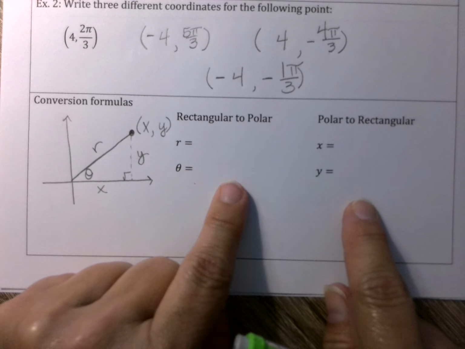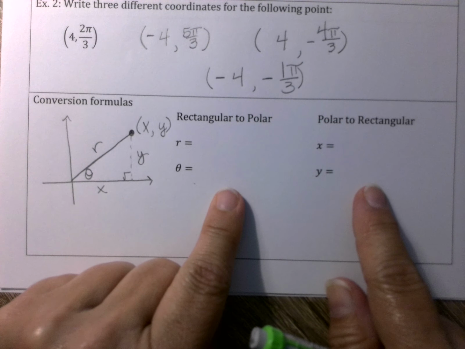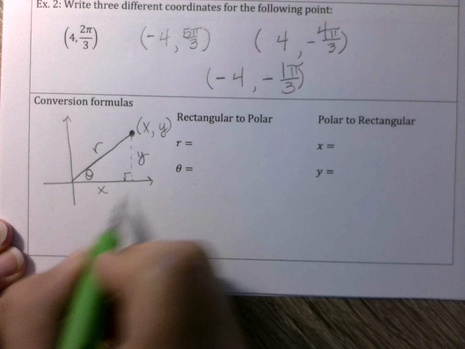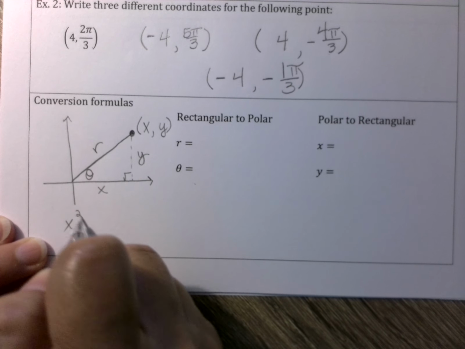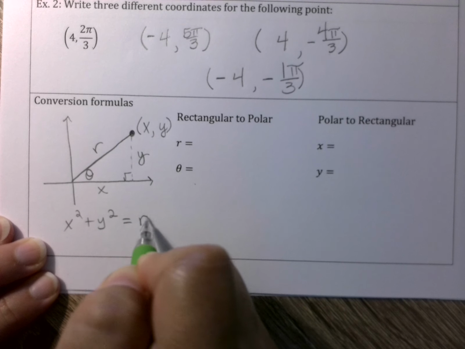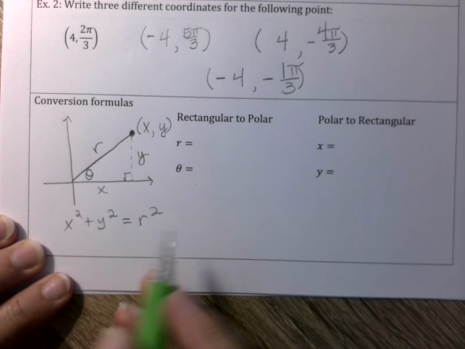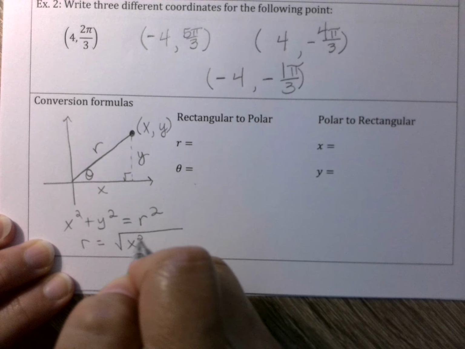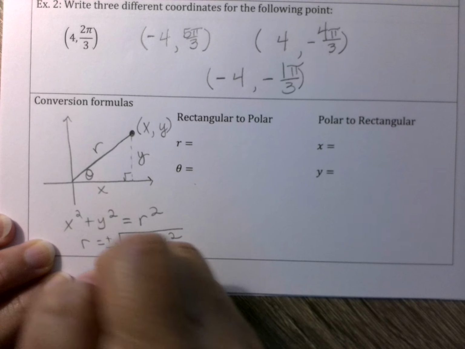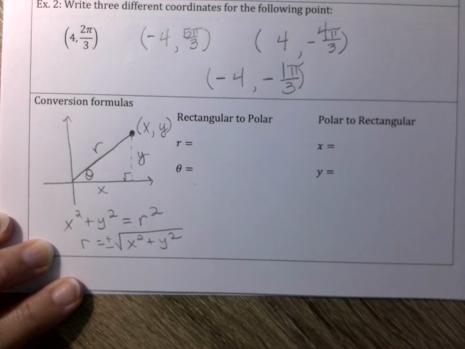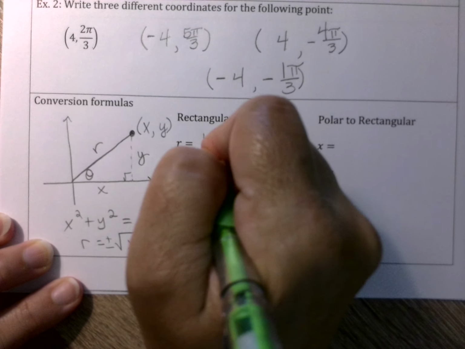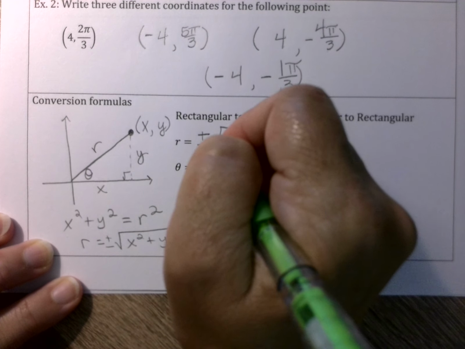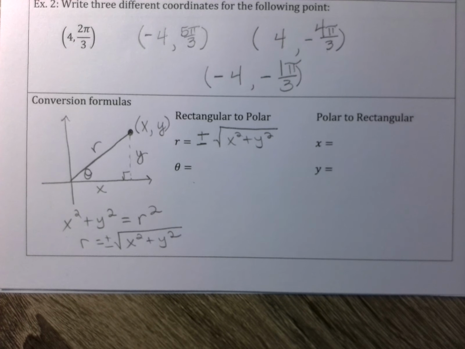And so the relationship between rectangular and polar, regardless of the direction that we're going, is all based on this triangle. So first of all, since we have a right triangle, we know that x squared plus y squared is equal to r squared. And that means that r would be equal to the square root of x squared plus y squared. And it could be positive or negative. As we saw in the points that we graphed, we can have positive radii, we could have negative radii. So r is positive or negative square root of x squared plus y squared, just based on the Pythagorean theorem.